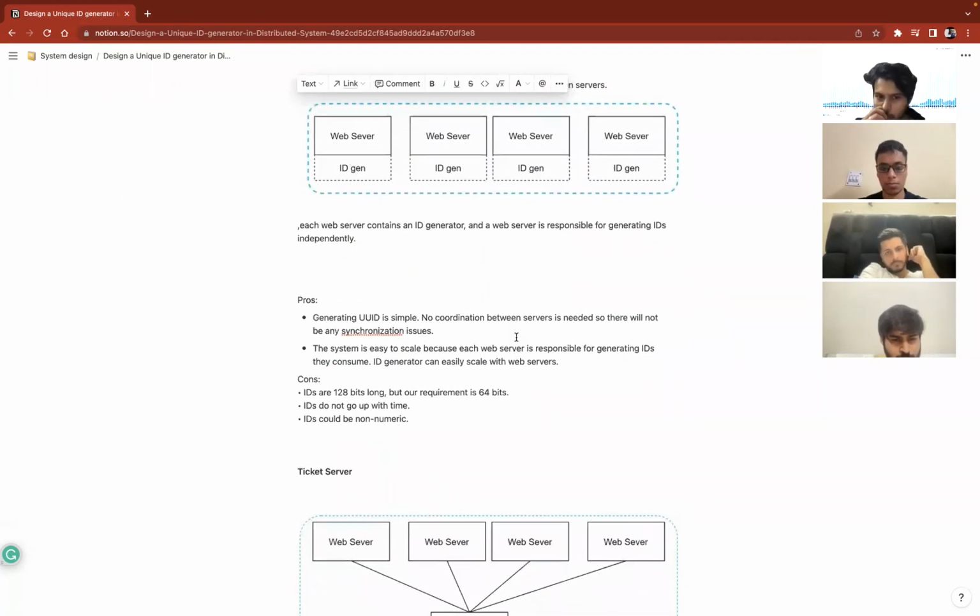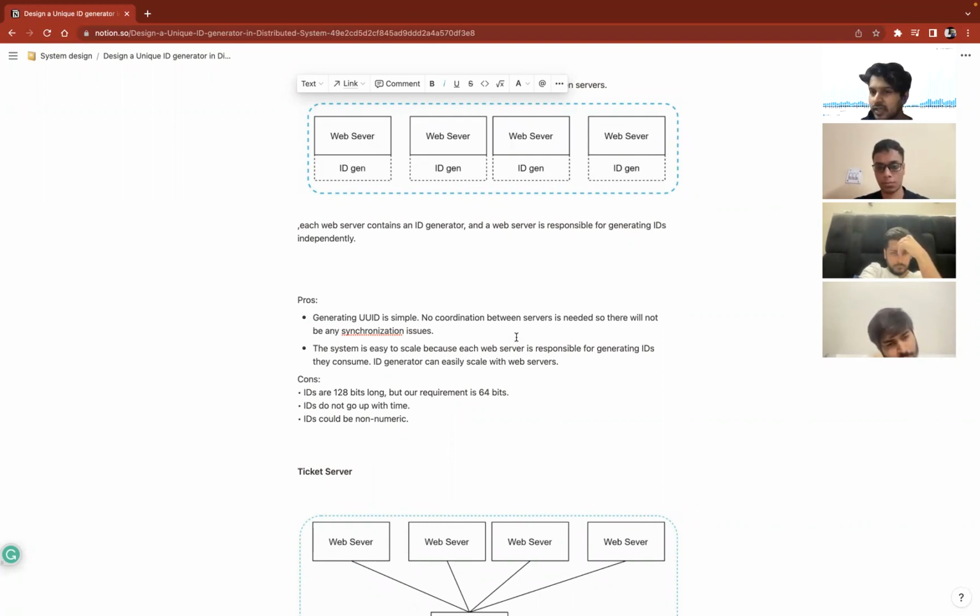A couple of pros and cons. First, the pros: generating a UID is very simple. You just don't need any input. There's no need for coordination between servers, where they might intervene and generate the same ID. Synchronization issues between servers are very few because the probability of collision is extremely small.